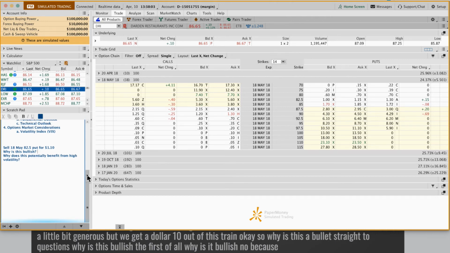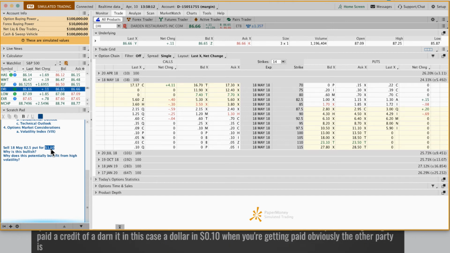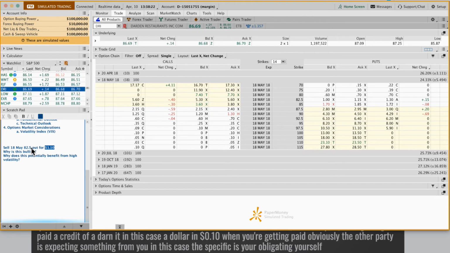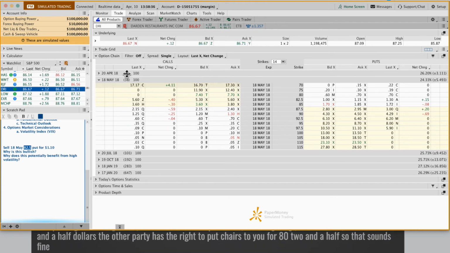So first of all, why is it bullish? Well, because when you sell a put, you're getting paid a credit of $1, in this case $1.10. When you're getting paid, obviously the other party is expecting something from you. In this case, the specific obligation that you're making is you're obligating yourself to buy shares for $82.5. The other party has the right to put shares to you for $82.5. All right, so that sounds fine. You have a stock that you're bullish on. The stock's already trading at $87-ish.